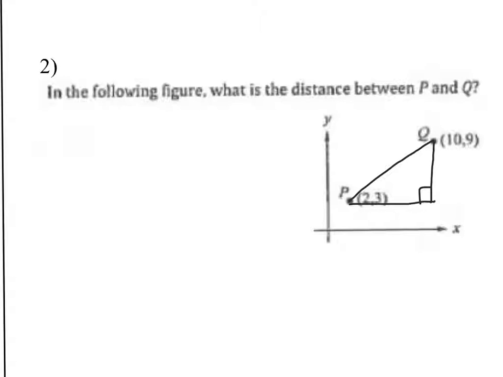So the length of this bottom leg is going to be the difference of 2 and 10. We went to the right 2 to get to here. We went all the way to 10 to get to here. That means that this distance is 8. As far as the vertical leg, we went up 3 to get to here and up 9 more to get to here. That makes this 6.